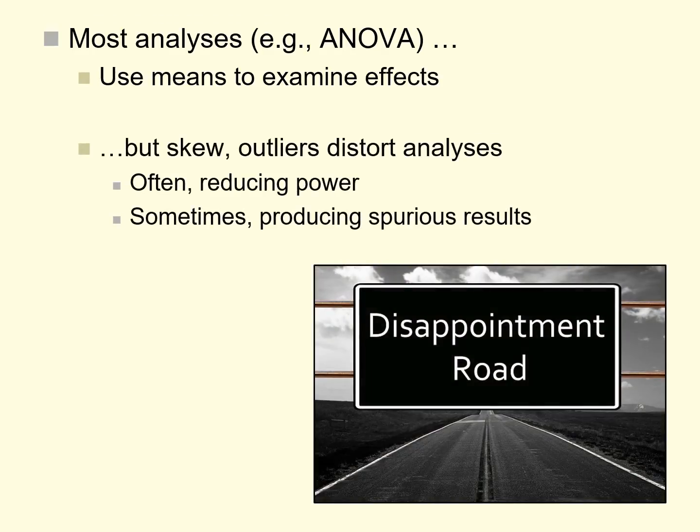Things like the skew and the possible presence of outliers, especially high outliers stretched out into that tail. Also other problems that I haven't even addressed, like differences in variability between groups or between conditions, often end up reducing the power of these analyses, that is, reducing the ability of these ANOVAs or t-tests or whatever to detect real effects that are there, and can sometimes lead to weird or spurious results, or, as I tried to indicate here, send you off on the road to disappointment with your analyses.